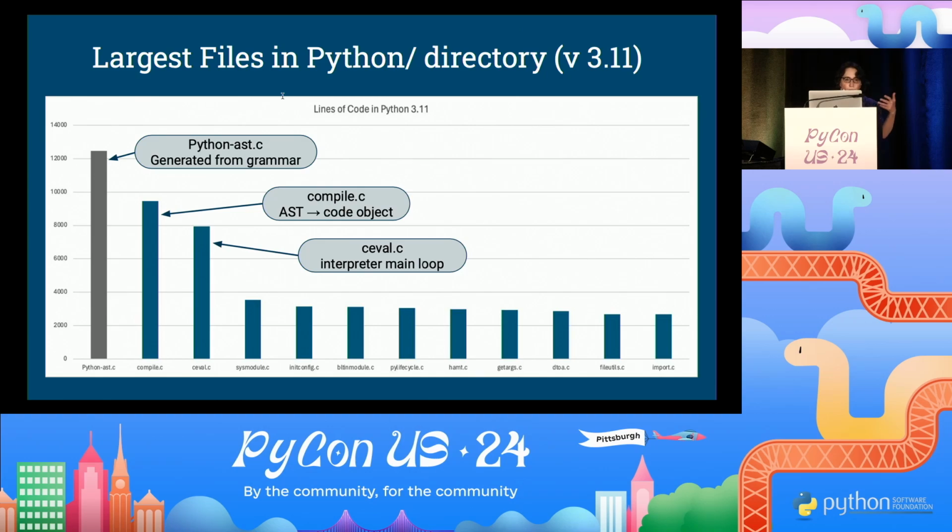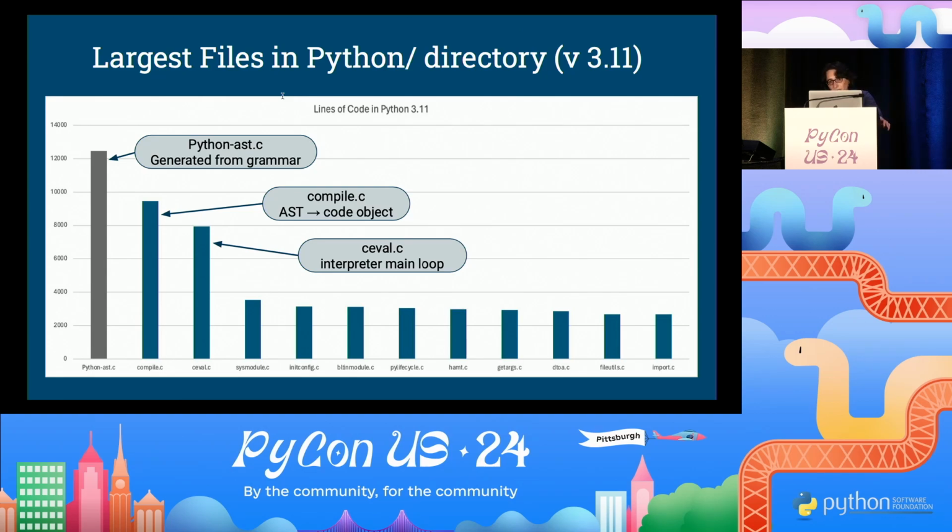It's not something we wrote by hand. So this is generated from a grammar definition, which is about 1,500 lines. So that doesn't really count as a lot of code. The compile.c, which is most of the compiler pipeline, not all of it, but most of it, that was the second largest file, and that's the largest handwritten file that we have in the interpreter.